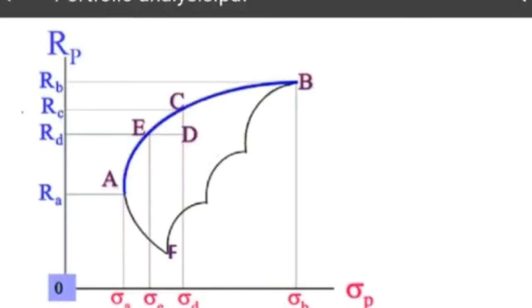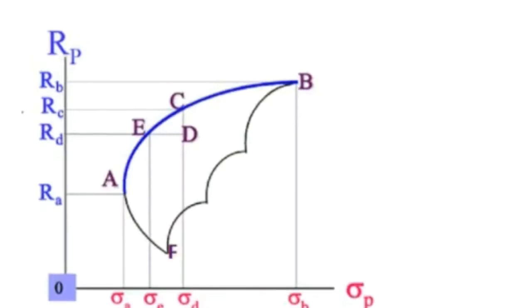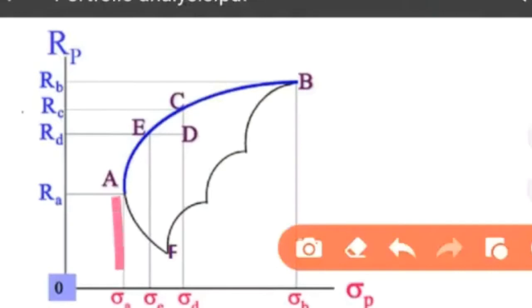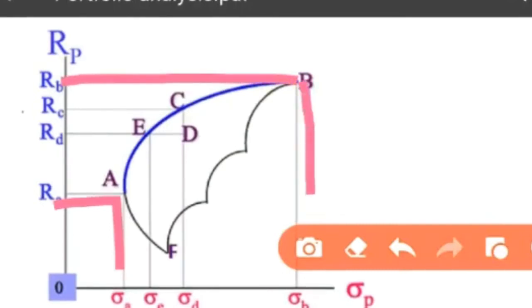And portfolio A has the lowest risk in the efficient portfolio set. Portfolio A has the lowest return. So this portfolio A is known as the minimum variance portfolio, and portfolio B offers the highest return at the greatest risk. So this is called the maximum variance portfolio.